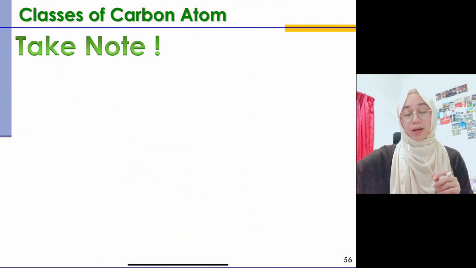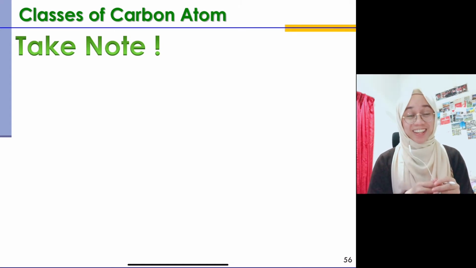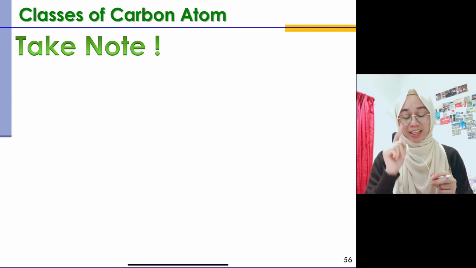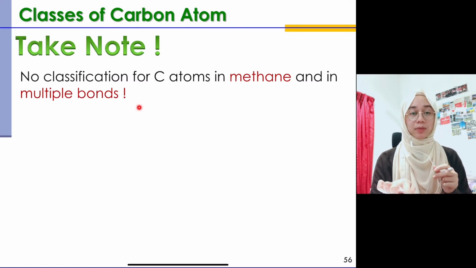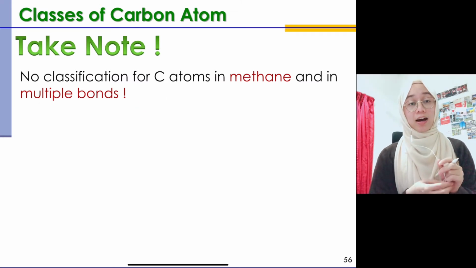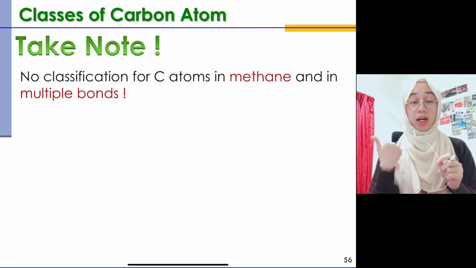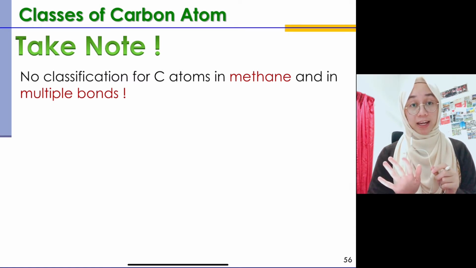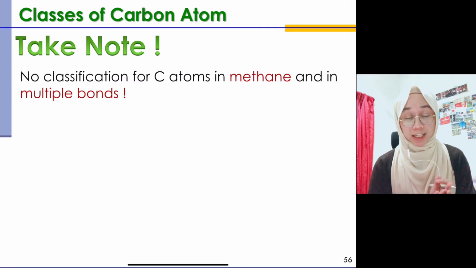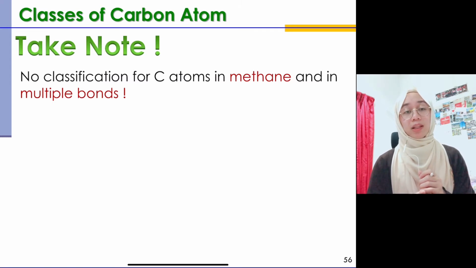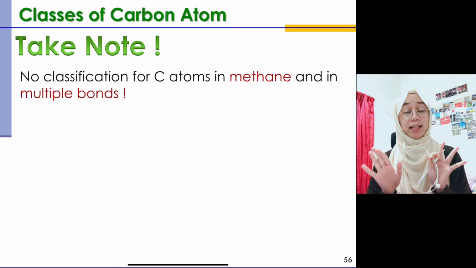Kita pergi kepada, kejap, sebelum kita pergi kepada classification of hydrogen. Okay, so please take note that no classification for carbon atoms in methane and in multiple bonds. Miss rasa multiple bonds ni Miss dah terangkan tadi. Carbon yang involve double bond, triple bond, kita tak boleh classify. Okay, kita cuma boleh classify yang saturated tadi kan. Saturated meaning dia cuma ada single bond sahaja. Tapi kalau benda yang involve multiple bonds, no, tak boleh. Kita tak boleh classify kan dia.